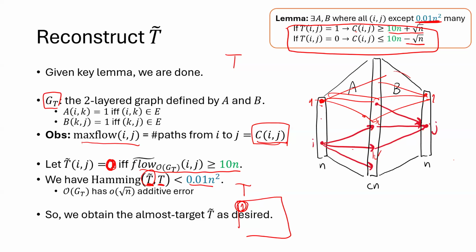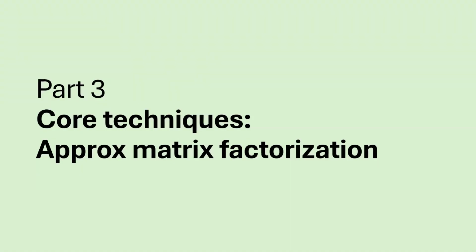So you see, we can construct T tilde that is wrong by 1% as we decide, if I can show that this matrix A and B exists. Good. Okay. So here is the core technique now: how to build this A and B.